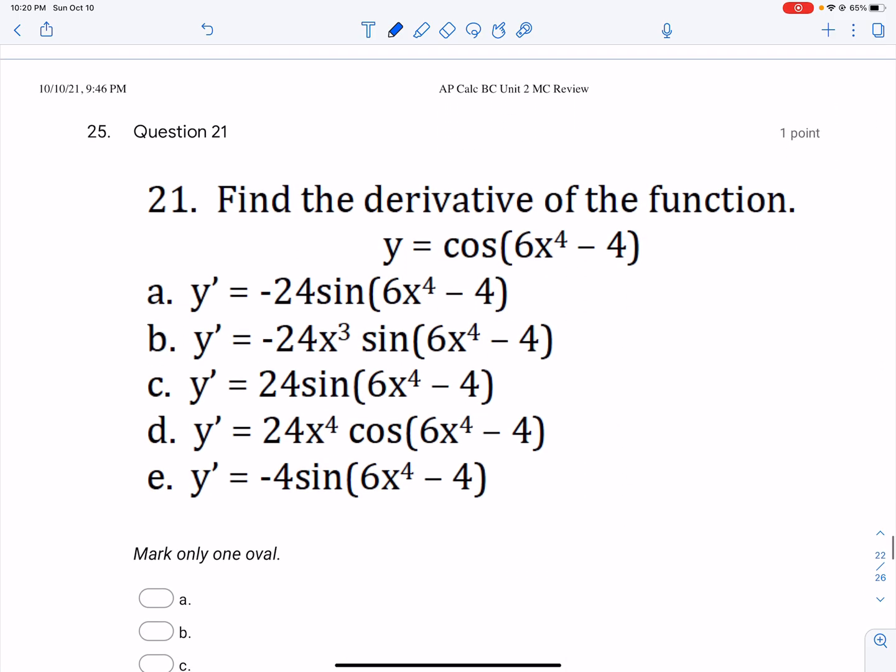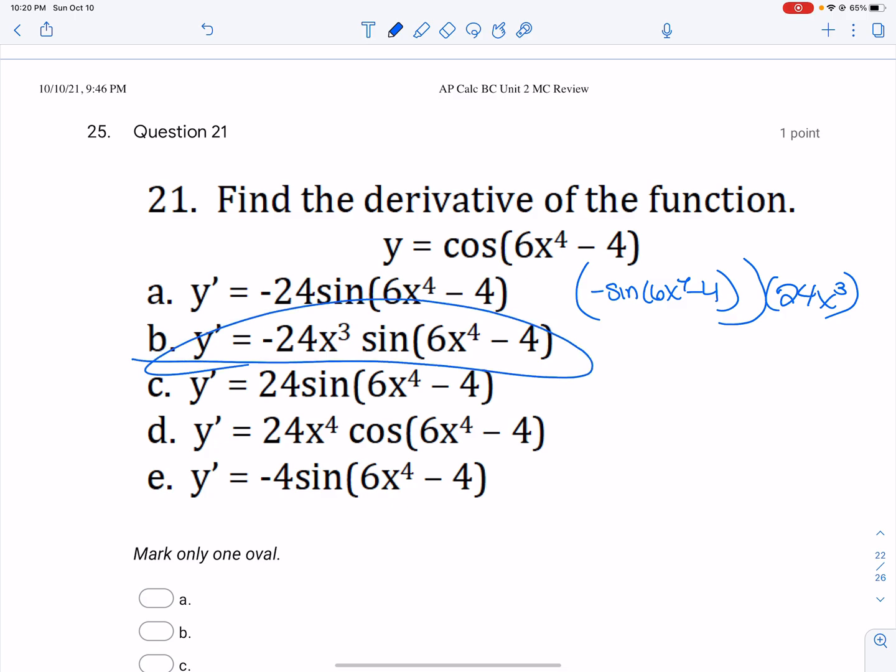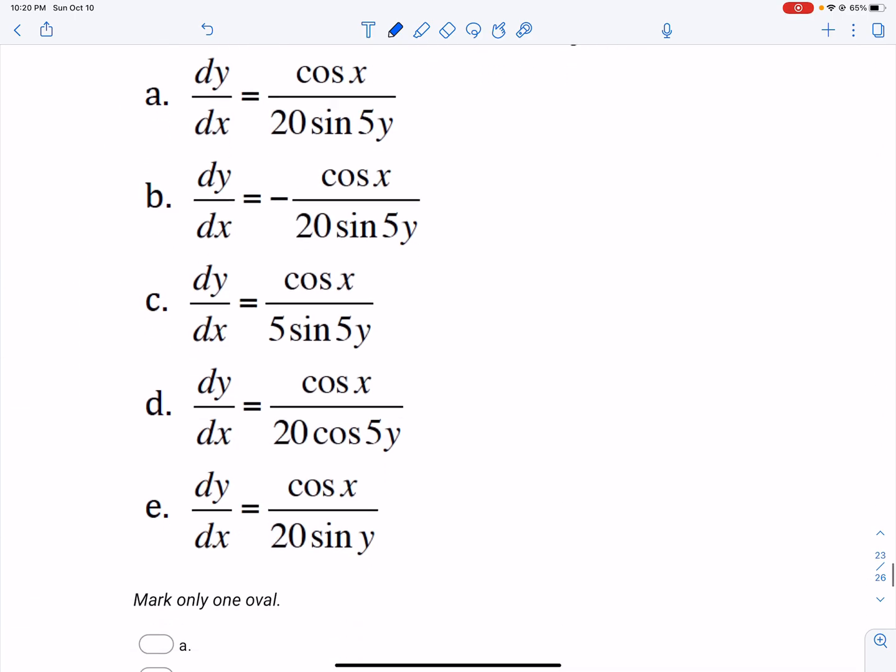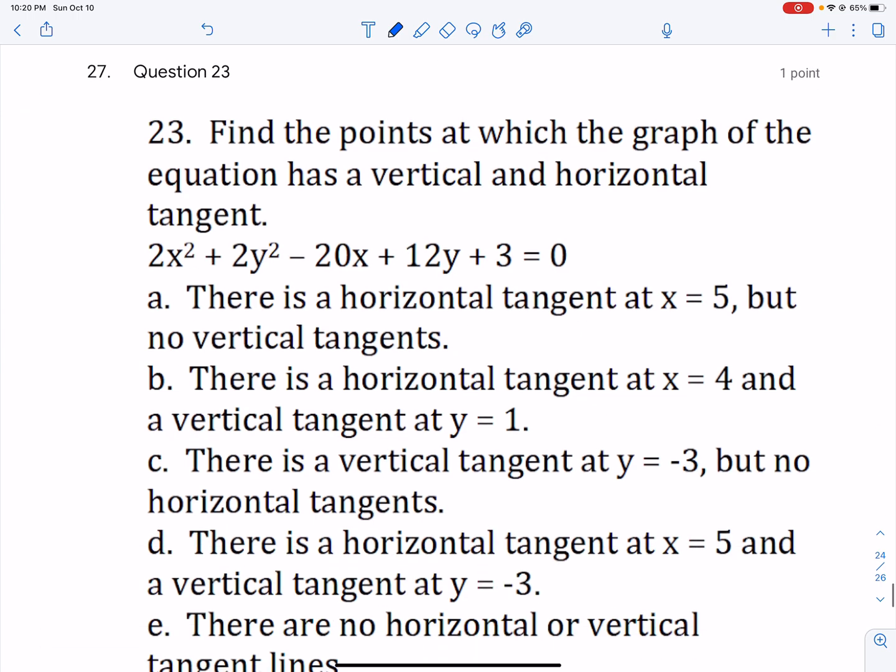21, the derivative of this, negative sine of 6x to the 4th minus 4 times the derivative, which is 24x cubed. So this guy, 23.